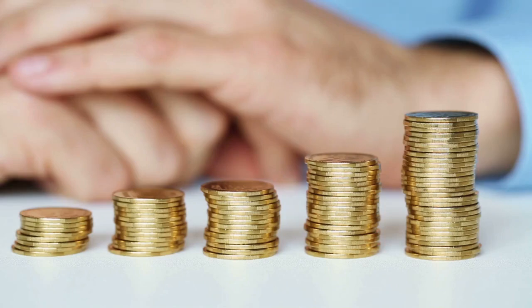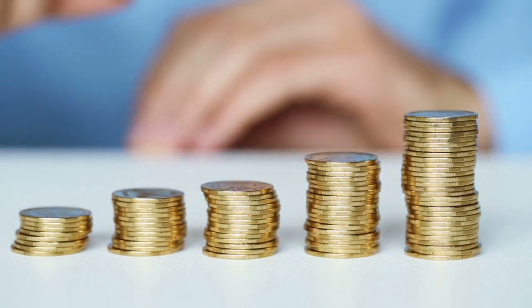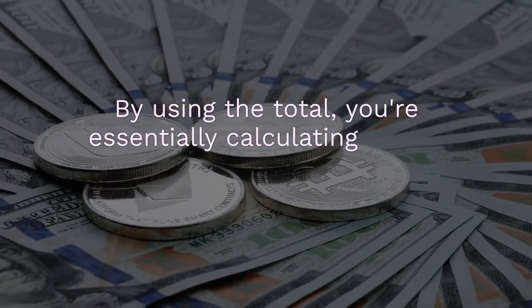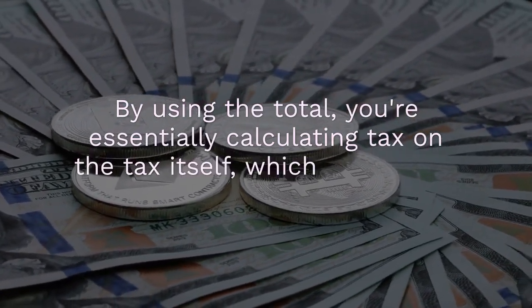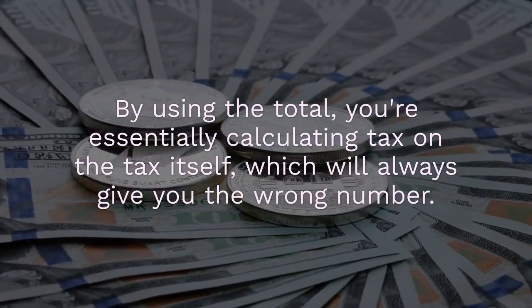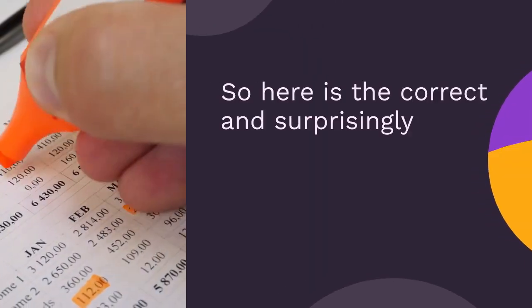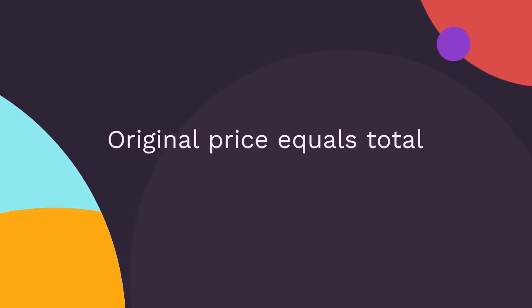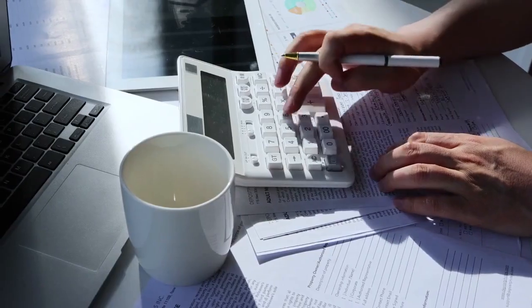The reason is that sales tax is calculated on the original, lower price, not the final total that already includes the tax. By using the total, you're essentially calculating tax on the tax itself, which will always give you the wrong number. So, here is the correct and surprisingly easy way to do it using one simple formula: original price equals total amount / (1 plus sales tax rate).